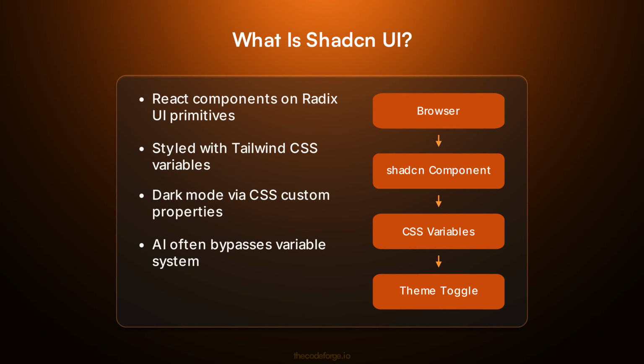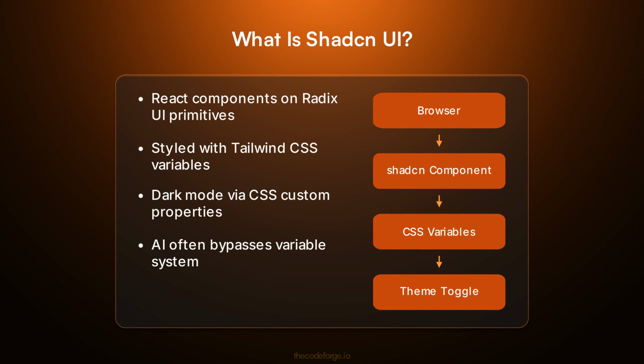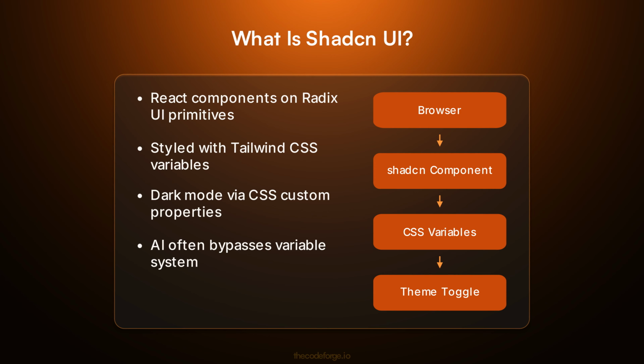Shadcn UI is a collection of React components built on Radix UI primitives and styled with Tailwind CSS. Unlike traditional libraries, Shadcn uses CSS custom properties for theming, enabling seamless dark mode toggling. AI generators frequently ignore this and inject hard-coded colors.